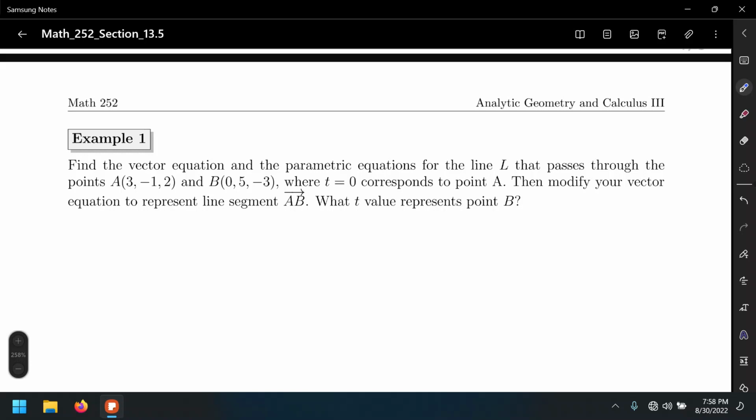All right, so let's look at one example, how to find the parametric equation of a line. Find the vector equation and the parametric equations for the line L that passes through the points A (3, 1, 2) and B (0, 5, -3). All right. Of course, we have an initial point. That's point A, right? What else do we need?